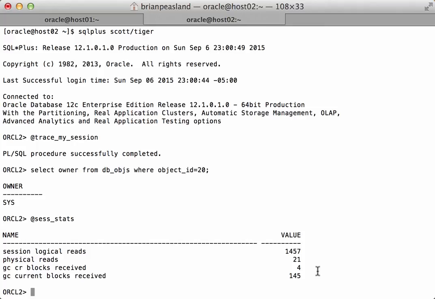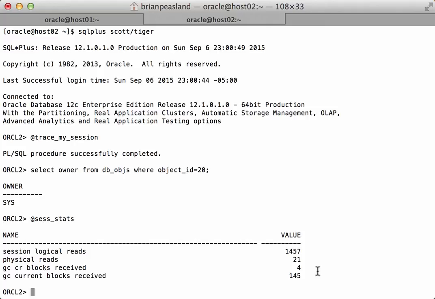Now, not all of these global cache transfers were the blocks involved in this statement. Some were due to recursive SQL. The recursive SQL, if you are not aware, are the SQL statements that Oracle issues on your behalf. For instance, when you try to access a table, Oracle will issue an SQL statement to see if you have privileges on that table.